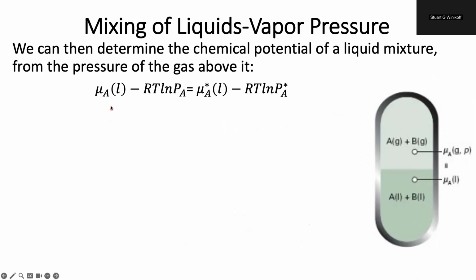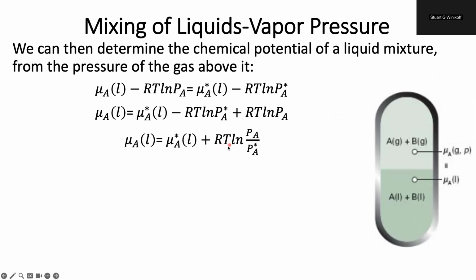What we can now do is rearrange this to figure out the chemical potential of the liquid mixture using our standard state, using the pressure of the gas above it. So by moving the RT term over to the right, so we add it to both sides, we now have the chemical potential of the liquid mixture is equal to the chemical potential of the pure liquid minus RT, and then we have these two pressures. Well, notice they have the same prefactors, so we can just combine the natural logs. So we have now RT natural log of the ratio of the vapor pressure of the mixture over the pure vapor pressure. So again, chemical potential of the pure liquid, we know we can look that up in a table.